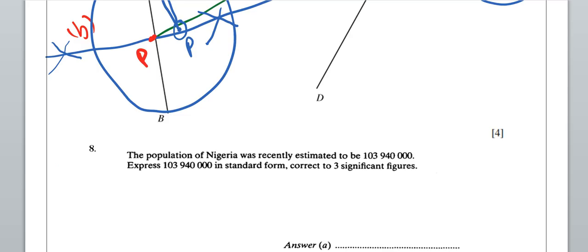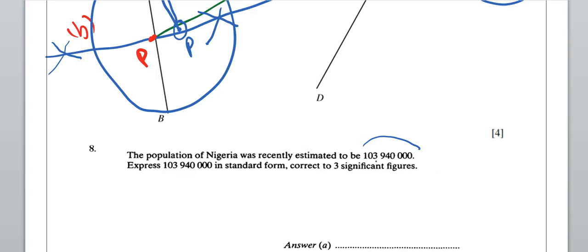Question number 8. The population of Nigeria was recently estimated to be 103,940,000. How will you read these numbers? I have noticed that most of the students cannot read these numbers in words. So these are units, tens, hundreds, thousand, 10,000, 100,000, and then million, then 10 million, and then 100 million.